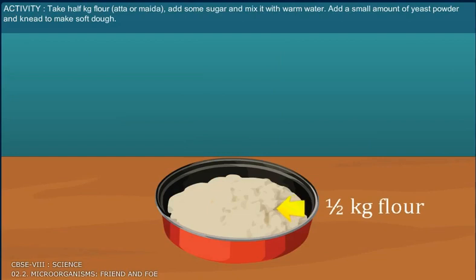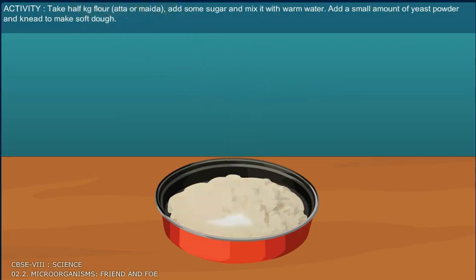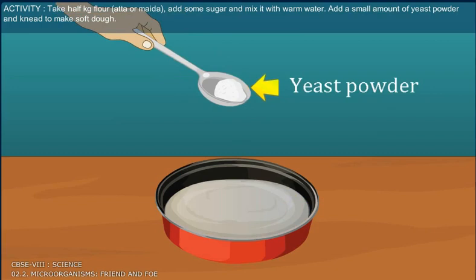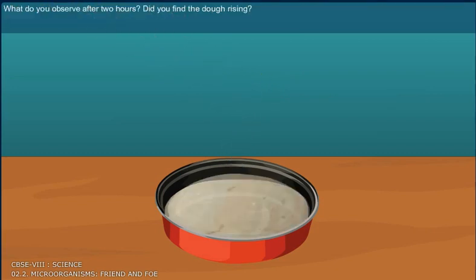Activity. Take half a kg of flour, atta or maida, add some sugar and mix with warm water. Add a small amount of yeast powder, knead and make a soft dough. What do you observe after 2 hours? Did you find the dough rising?